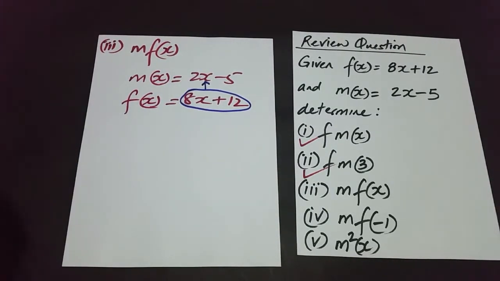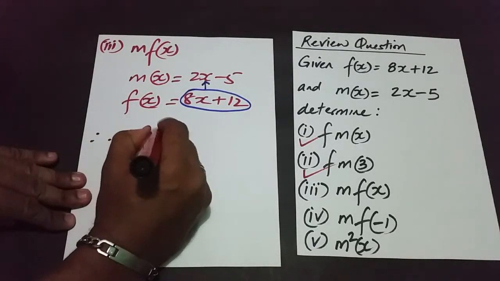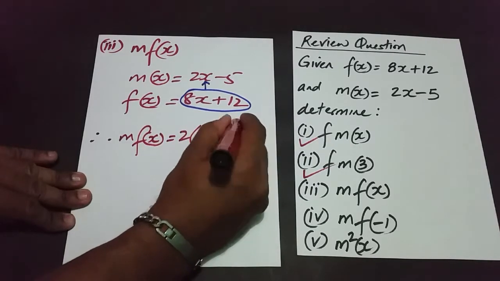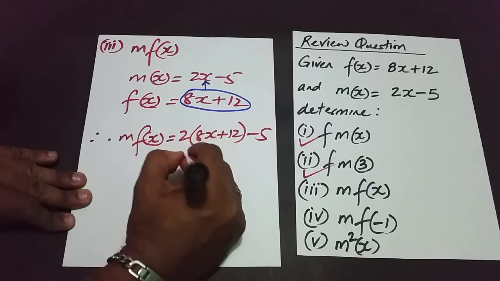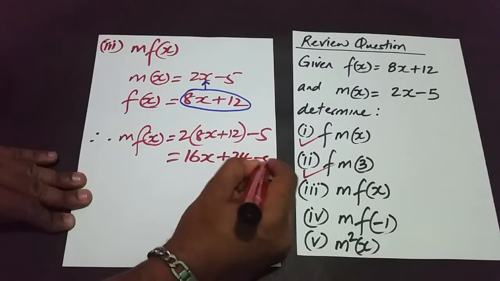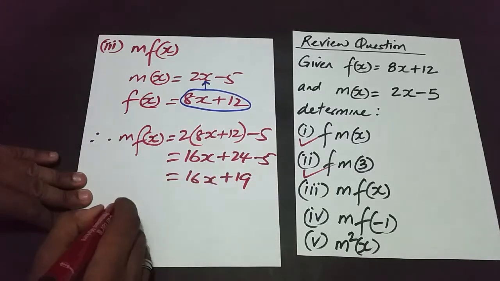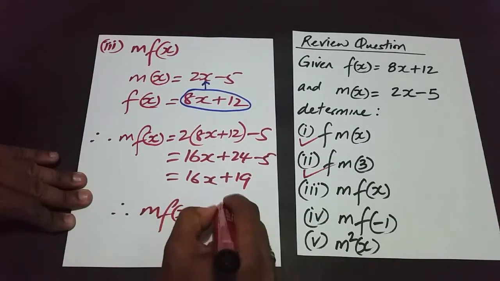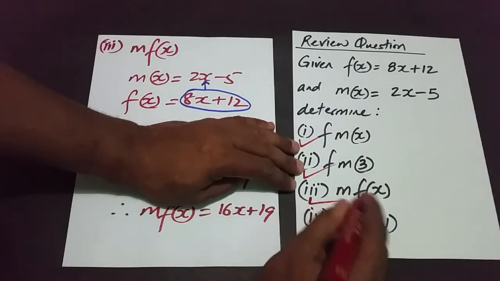Very, very simple. So, therefore, m of f of x is going to be equal to 2, open bracket, 8x plus 12, and we put by the minus 5. So we expand here, 2 times 8x, that's 16x, 2 times 12, that's 24 minus 5, and that is 16x plus 19. So therefore, m of f of x is equal to 16x plus 19, if you want to make the statement at the end.